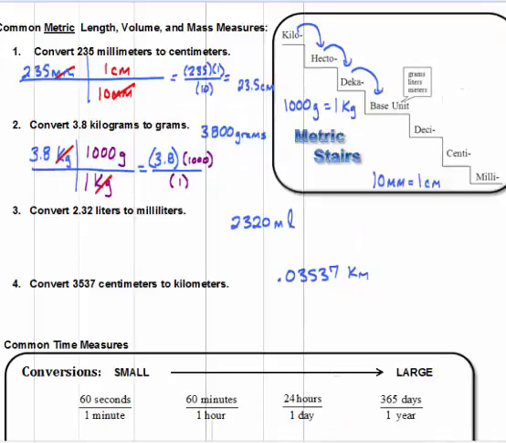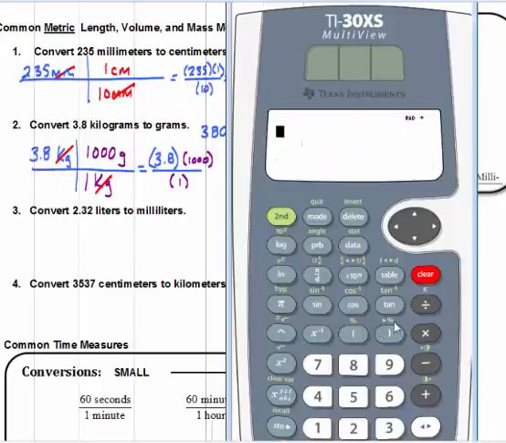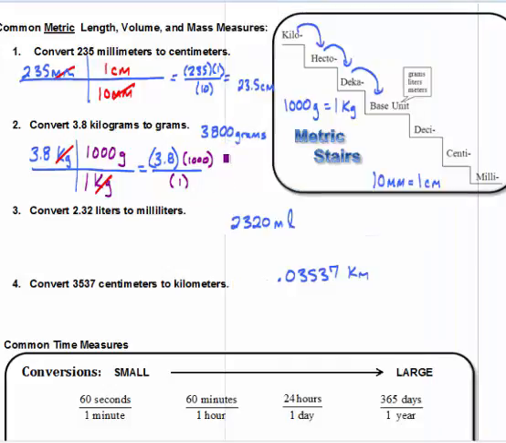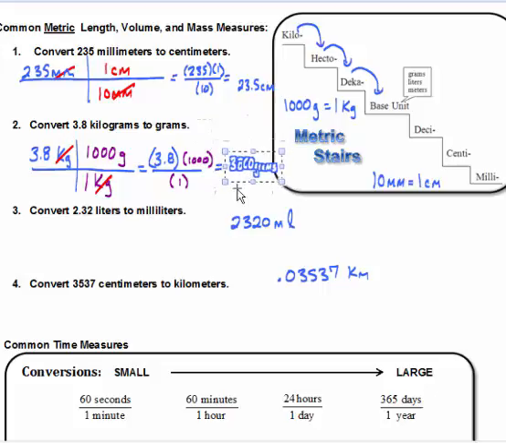Wrong calculator. Let me get the other calculator up. Alright, so in this one we basically want to put 3.8 times 1,000 divided by 1. Again, the 1 really doesn't change anything, but you can see here we get 3,800, exactly what we had right there earlier. Okay, so let's try the next one, same way.